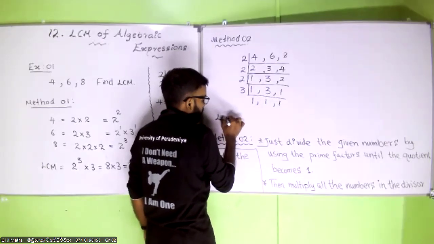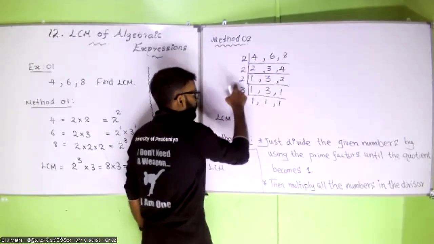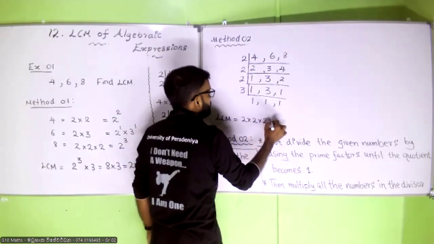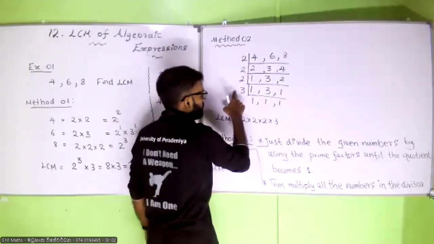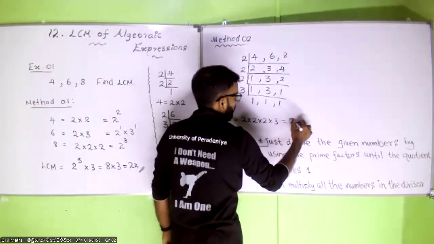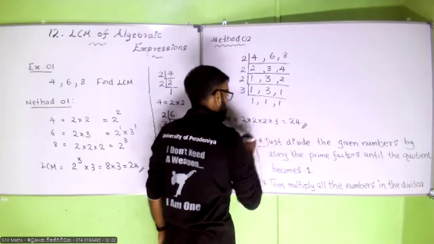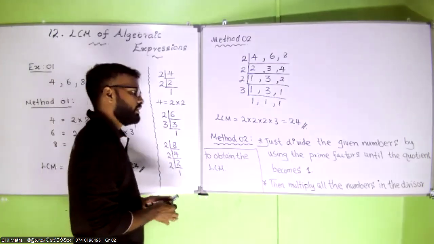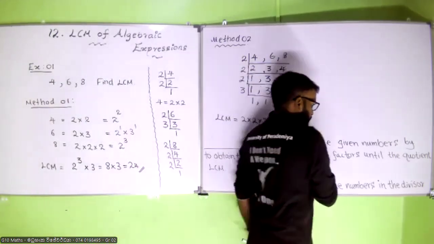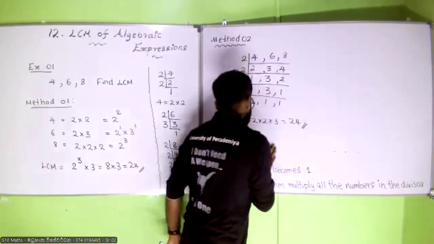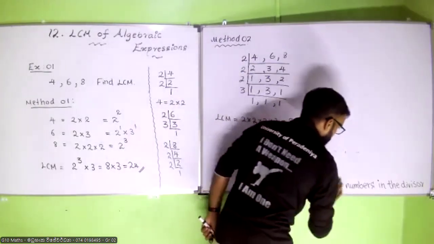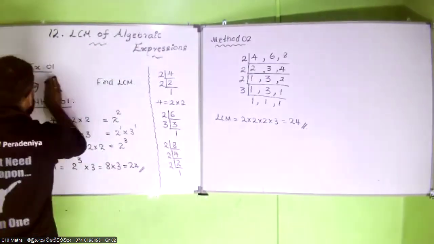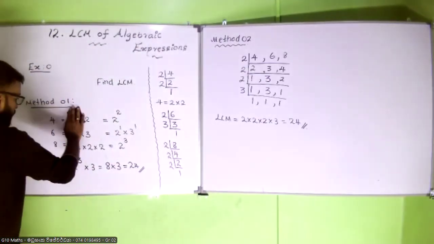So the LCM can be obtained by multiplying all the divisors here: 2 times 2 times 2 times 3. So the answer will be 24. So this is method 2. You already know this, and please write that one as well. I'm not going to waste much more time on this one.